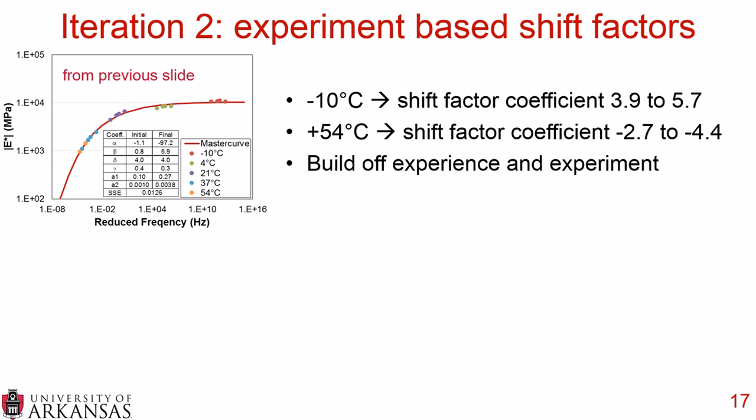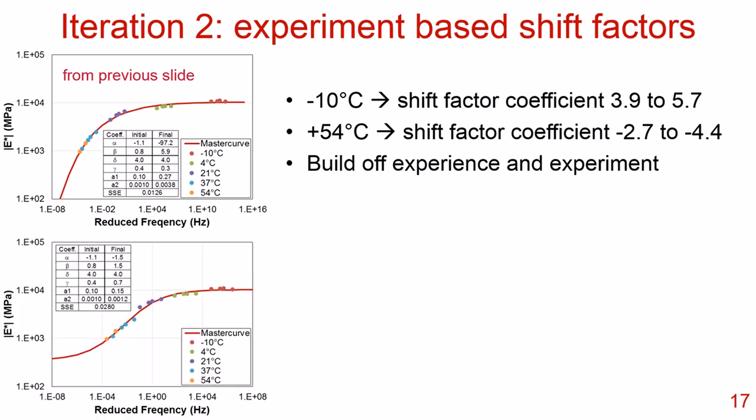So basically what we're saying here is that you can only shift the data so much. You're putting a bound on how much you can shift. And again, this is based off over 300 samples from the study in 2011. So this is built off both experience and experiment in a high level of data analysis. And this is the master curve that we obtained with these additional restrictions at -10 and +54.